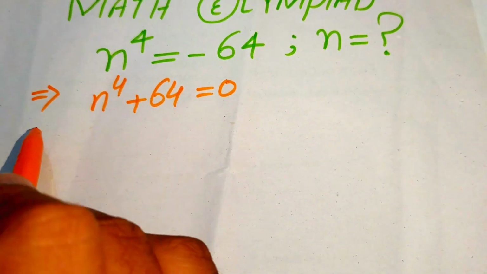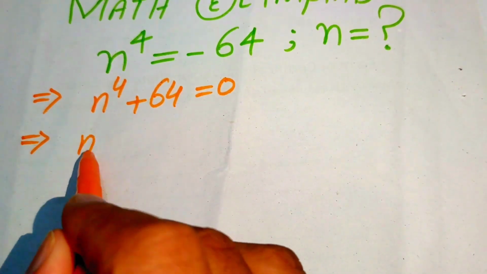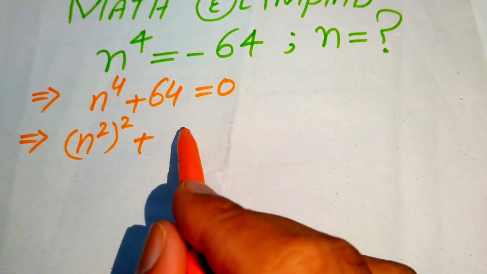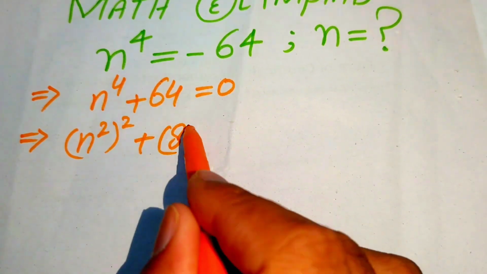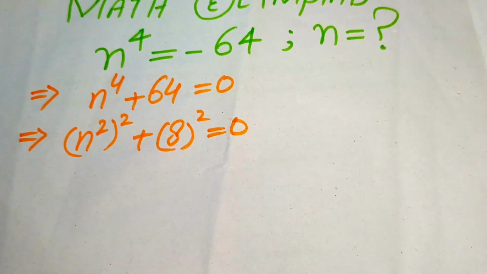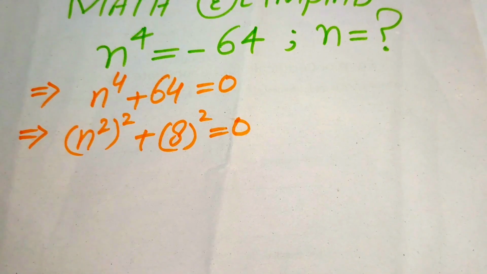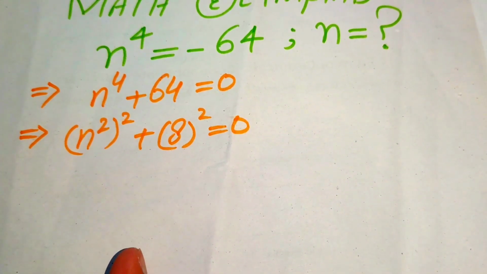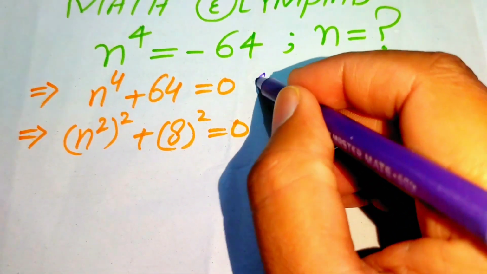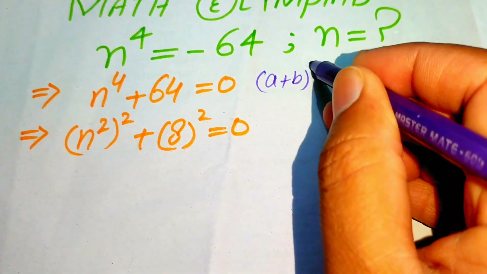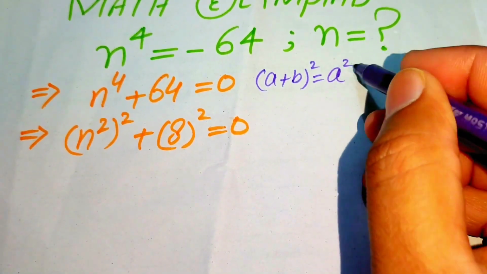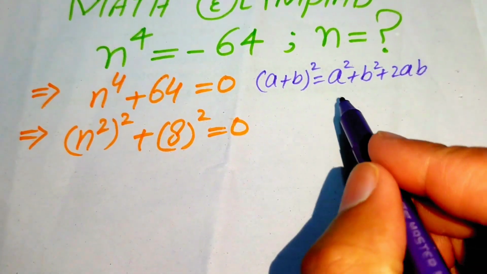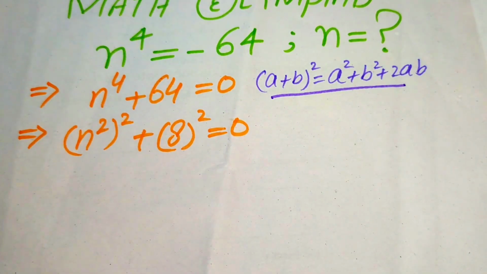And now in the next step, we rewrite this equation as n square and its whole square, plus we write this 64 as 8 square, and this whole equation equals to 0. And now in the next step, we use the nice square identity, and you know about this identity. If we have a plus b whole square, it is equals to a square plus b square plus 2 times of ab. So here we use this nice square identity.